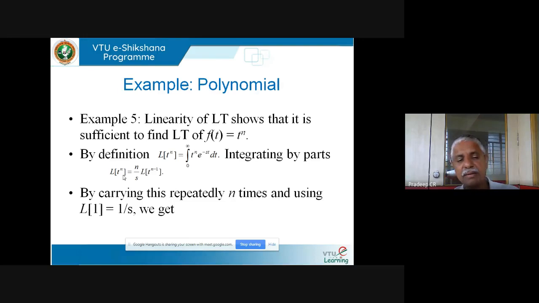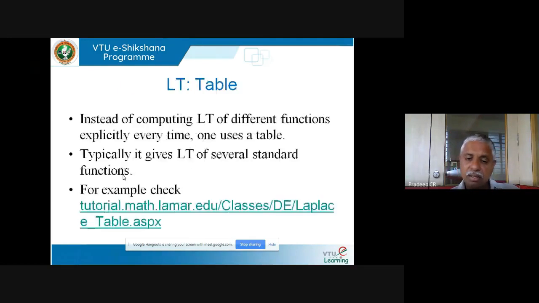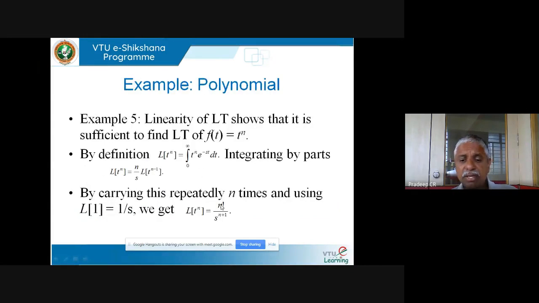You repeat it n times, and L of 1 I know is 1 by s, so we get L of t power n is n factorial divided by s to the power of n plus 1. n factorial, you know, is n into n minus 1, and so on, because I'll keep getting these terms continuously. Once in your life, you must carry out this repeated application of the formula to find, say, L of t power 5. You try to do it, then you will understand this formula. If you don't want to do it, just remember this formula: L of t power n is n factorial divided by s to the power of n plus 1.